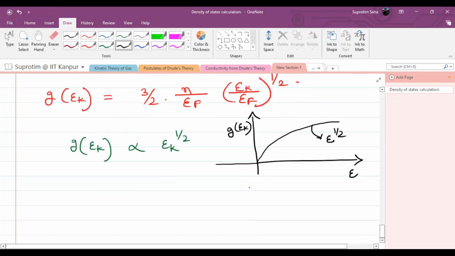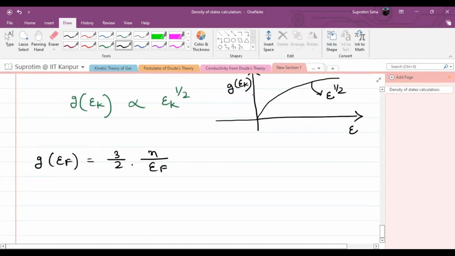Now, if you have to calculate the density of states at the Fermi energy, you just put EF in place of Ek. So G of EF comes out to be 3 by 2 n over EF, just from this equation itself. So 3 by 2 n by EF. All right. So the density of states at the Fermi energy is a function of the electronic number density divided by the Fermi energy.